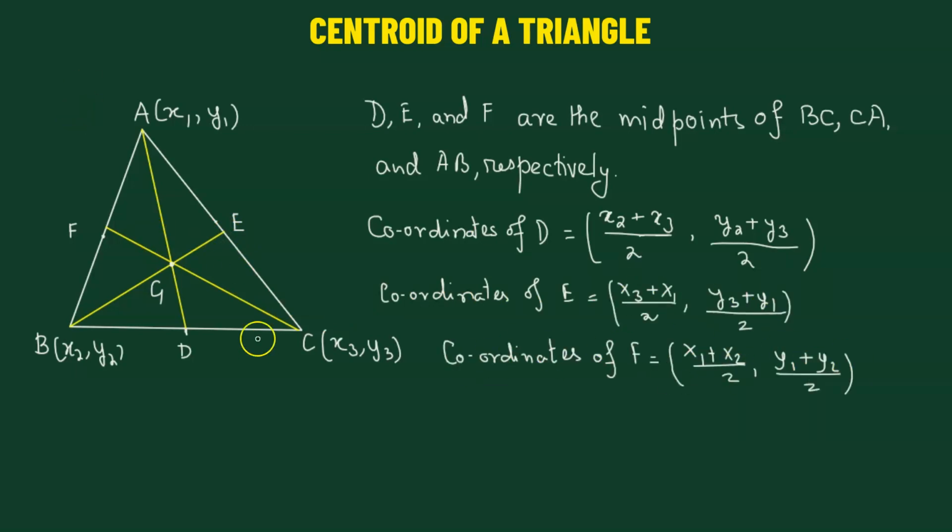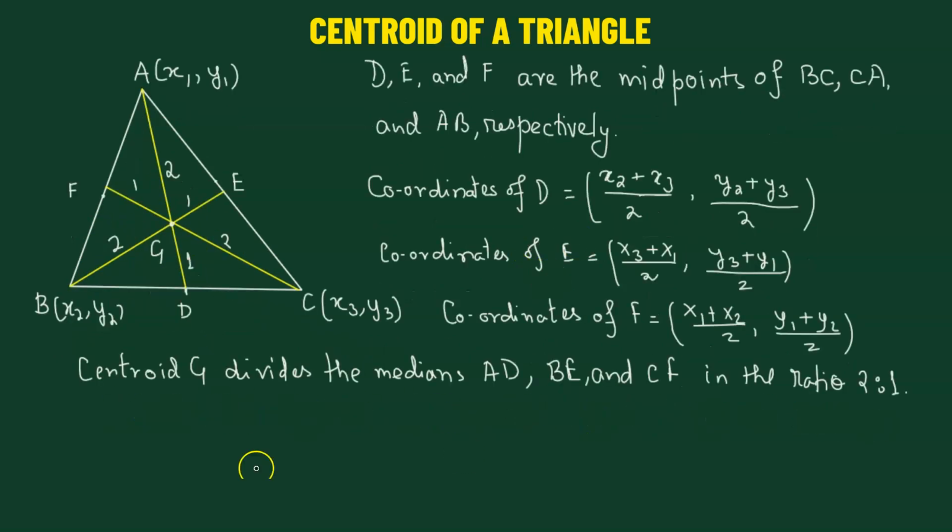So now that we have the coordinates of the midpoints D, E, F, our goal will be to use the condition here that if we have the median AD, then the centroid G is going to divide the median AD in the ratio 2:1. So that means the centroid G divides AD in the ratio 2:1. Similarly, the centroid G divides the median BE in the ratio 2:1. And for CF, it divides it in the ratio 2:1.